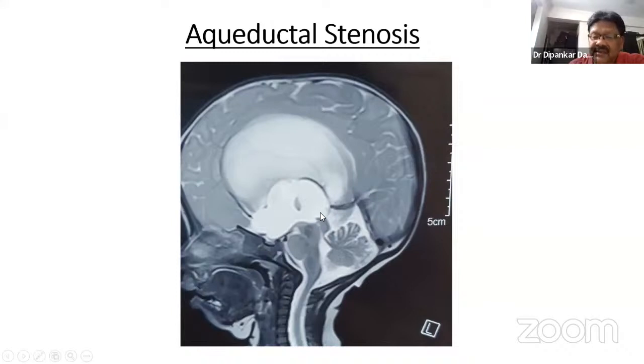So these are the things you have to look for in the region of the aqueduct, and classically the fourth ventricle is not dilated, as the lateral and third ventricles are. That gives the clue to aqueductal stenosis.